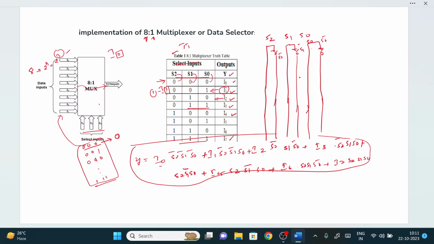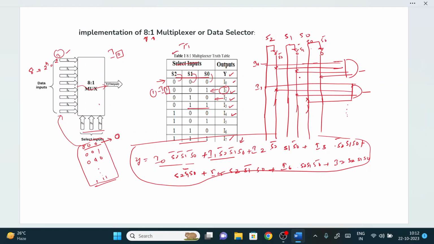Now what is the first product term? I0 into S2 bar, S1 bar, S0 bar. So this is the I0 value, then S2 bar, next S1 bar, next S0 bar. Which logic gate is it? AND gate operation. What is the next one? I1 into, taking an external connection wire, S2 bar, then one more S1 bar, then one more S0. Which logic gate? AND gate. Like that we have to draw, then find the final one.